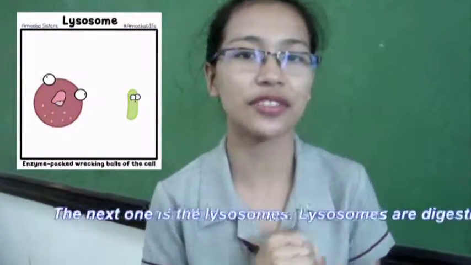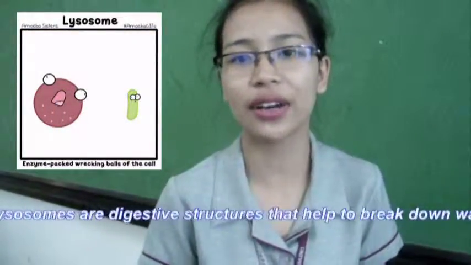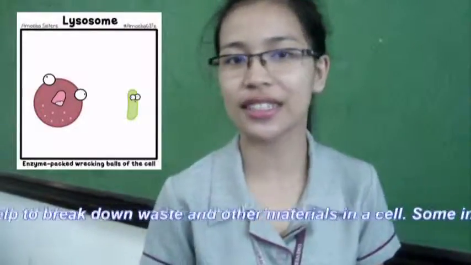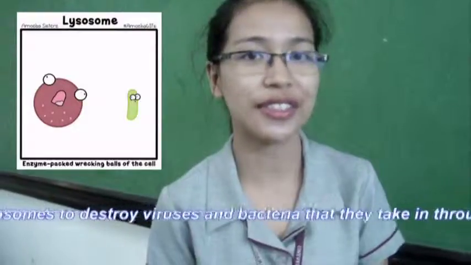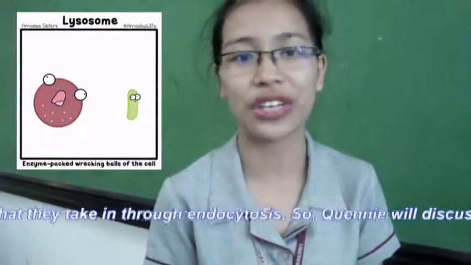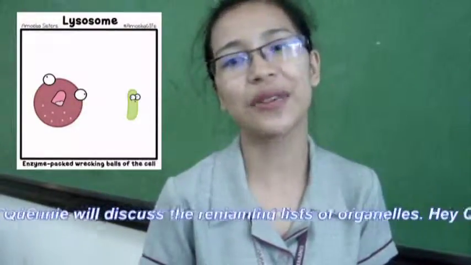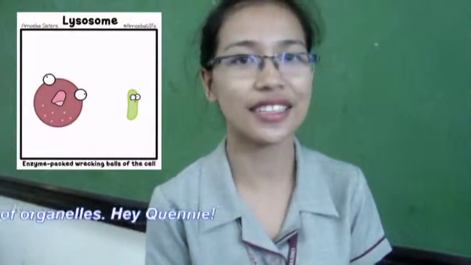The next one is the lysosomes. Lysosomes are digestive structures that help to break down waste and other materials in a cell. Some immune cells use lysosomes to destroy viruses and bacteria that they take in through endocytosis. So Queenie will discuss the remaining list of organelles.